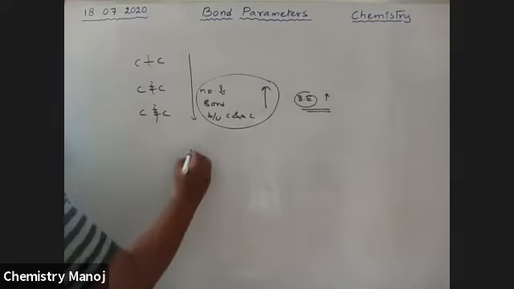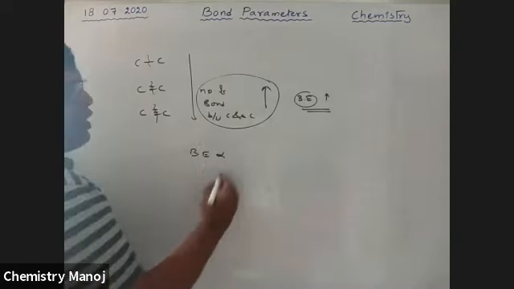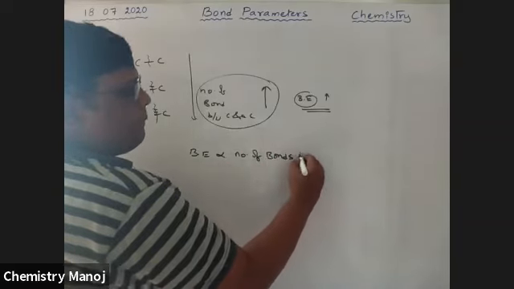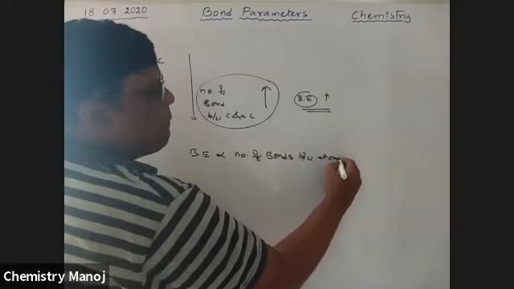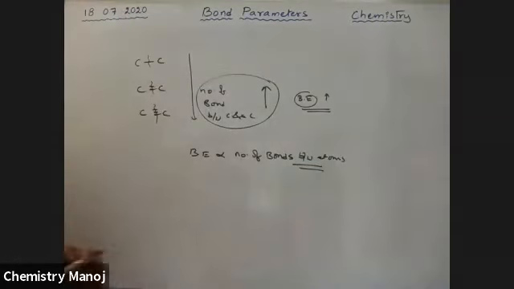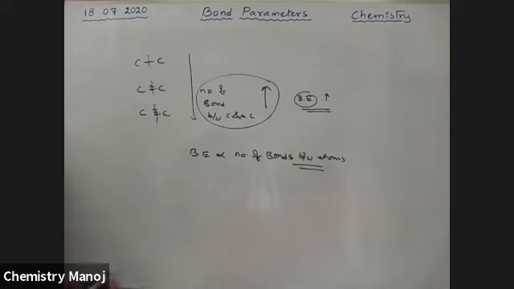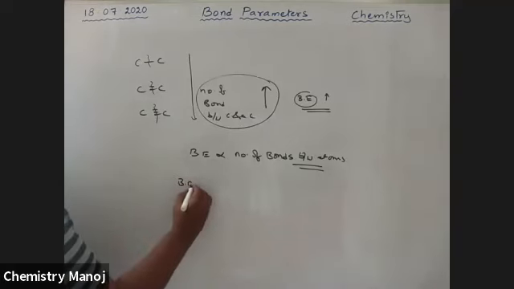Therefore, bond energy is directly proportional to the number of bonds between the atoms. As the number of bonds increases, bond energy also increases. So, this is the way to express bond energy and it is very, very important. Okay, so bond energy.